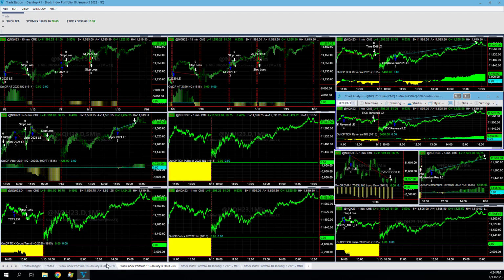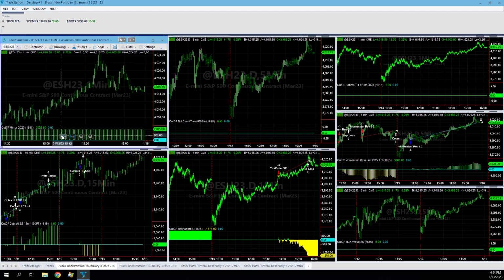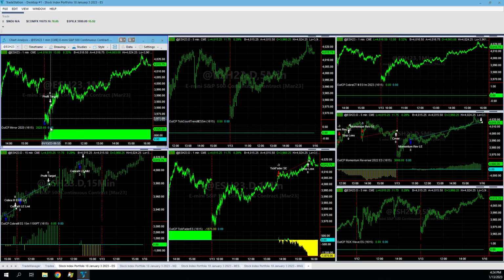The S&P had 3 trades on the day as well. You can see Mirror took the gap open trade. Nice trade there, and the market just moved higher from there. We could have just ridden that all day. And tick fader lost on the day. It was up yesterday, the only winner yesterday, so one of the two losers today.